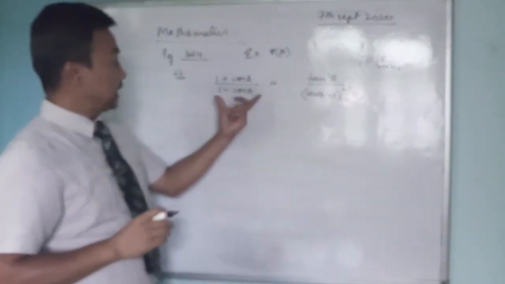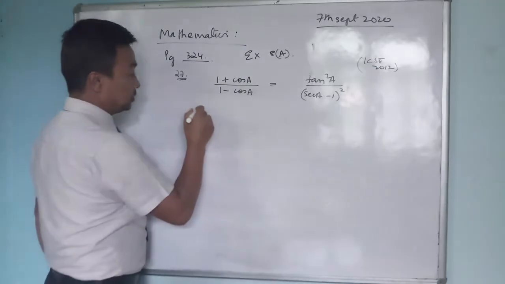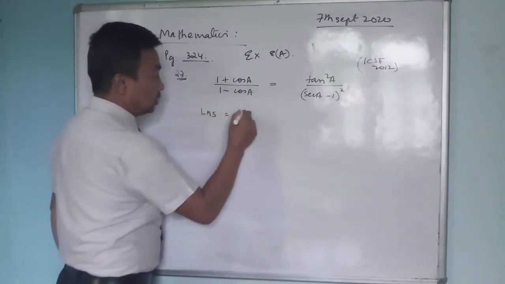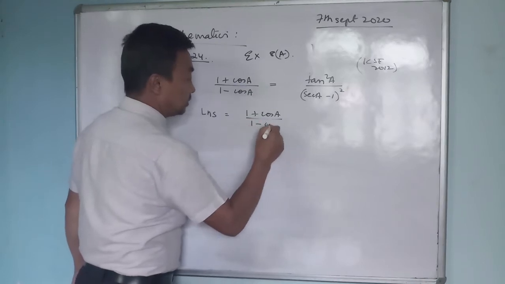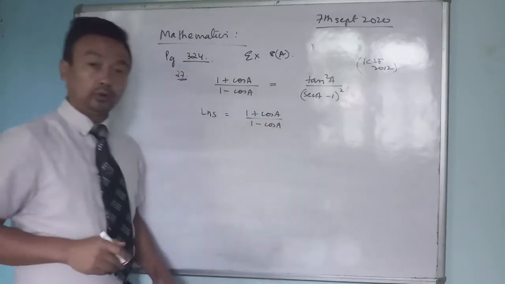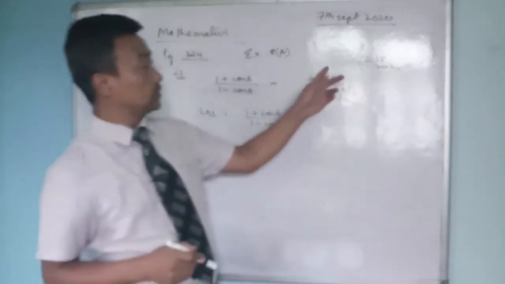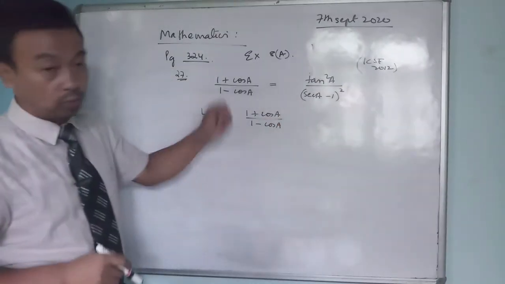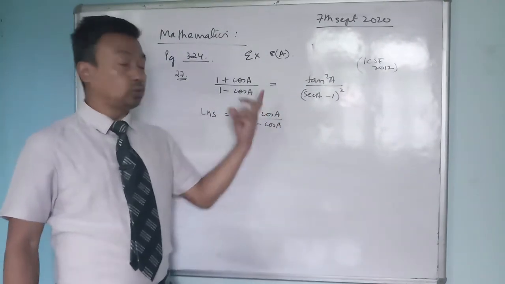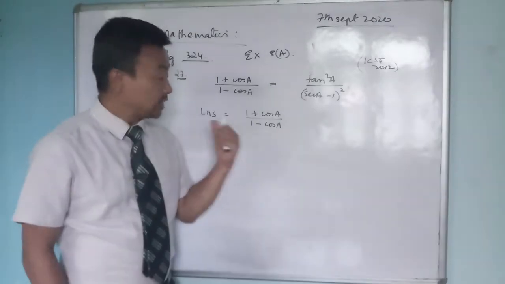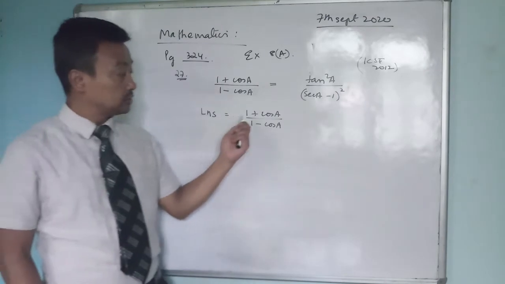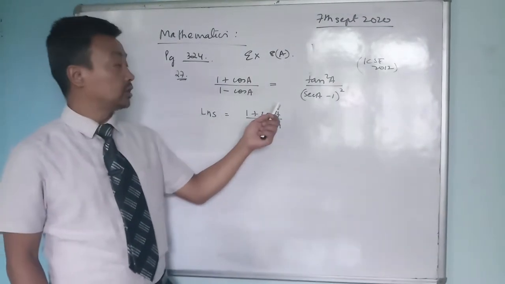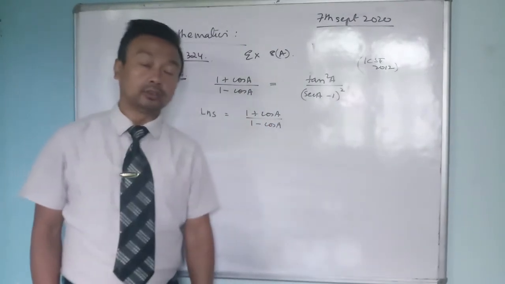Now we have to start from the left hand side. So let us start. 1 plus cos A divided by 1 minus cos A. If you look at the right hand side, there is a square there. So you have to get a square. In order to square that, we have to rationalize. There is a concept in rational numbers, rationalization of the denominator, or you can also rationalize the numerator.